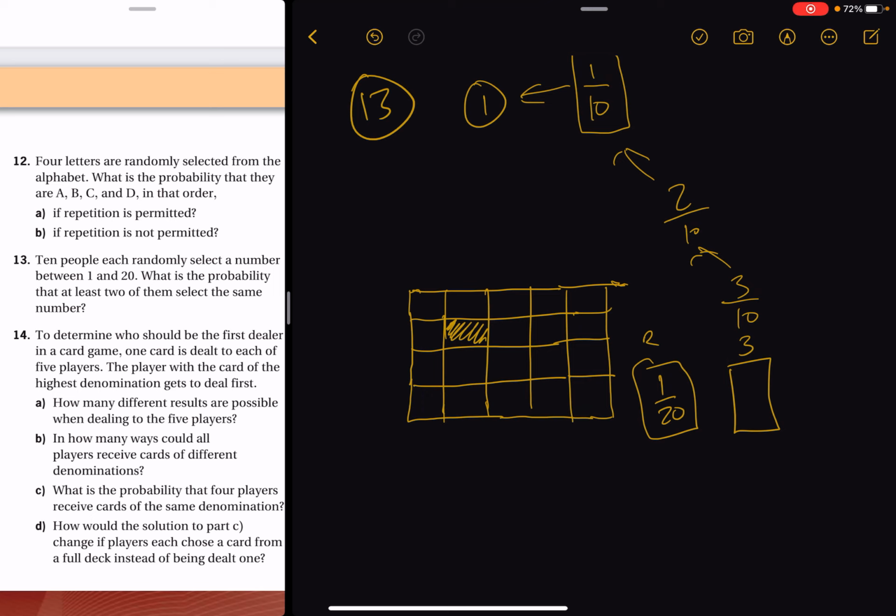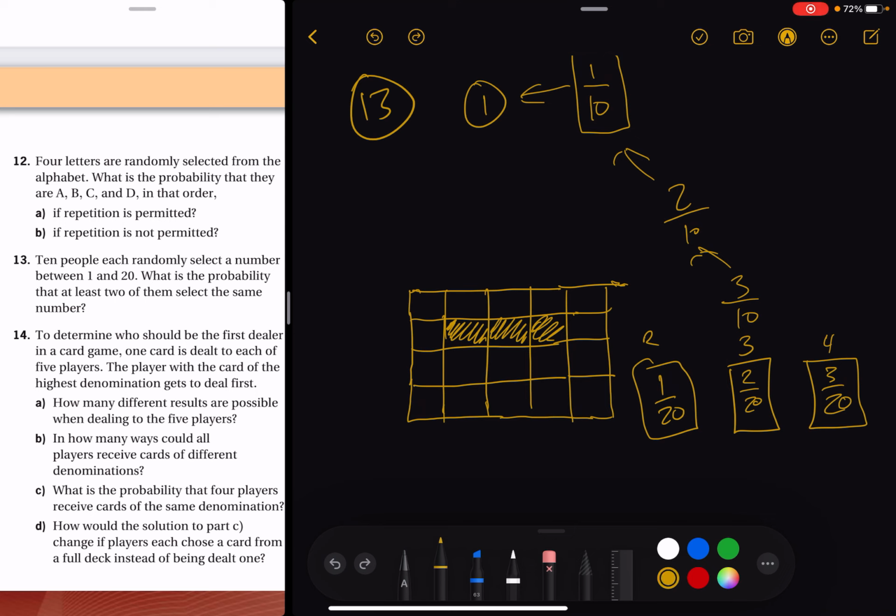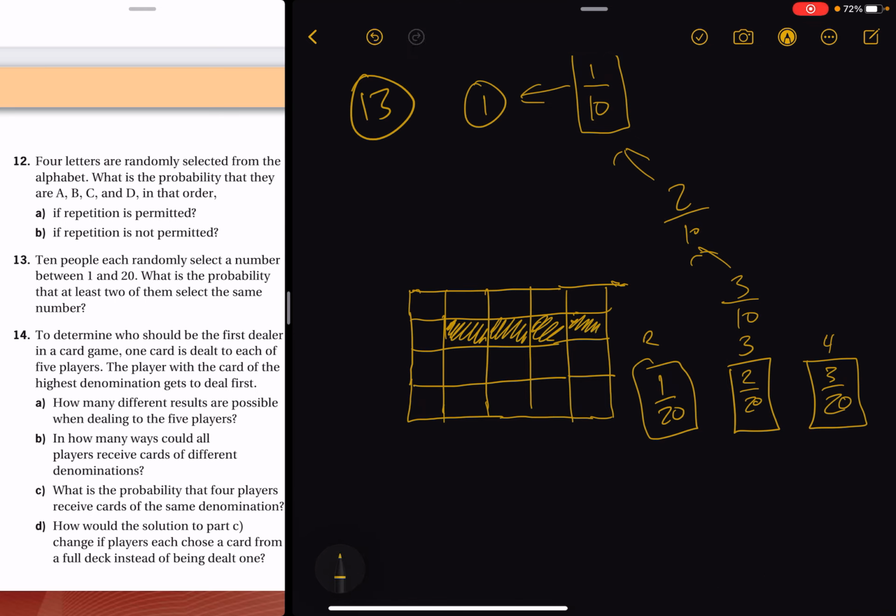Now, person 2, assuming person 2 doesn't get it, that means 2. So think of it as a target. Person 3 now has 2 out of 20 to choose from. Person 4 has 3 out of 20 chances to get it. If person 4 misses, then there's 4 out of 20 chances to get it. See how the target keeps getting bigger?